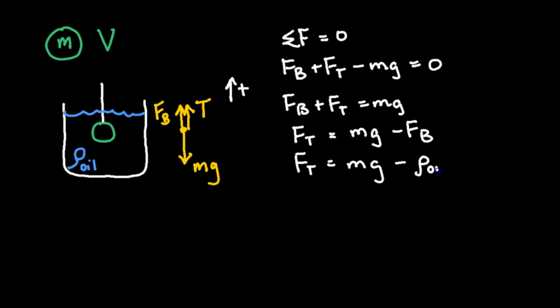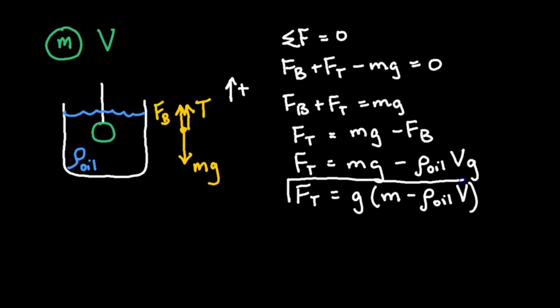Now we know that the buoyant force is equal to the weight of the fluid displaced, so we can substitute the density of the oil times the volume of the oil displaced times g for the buoyant force. So we get that the tension force is equal to mg minus rho oil times V times g. If we factor out the g, we get that the tension force is equal to g times (m minus rho oil times the volume of the oil). Notice that since the metal sphere is fully submerged in the oil, this is also the volume of the metal sphere.